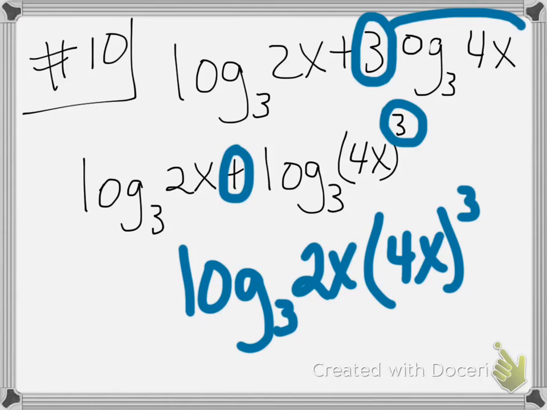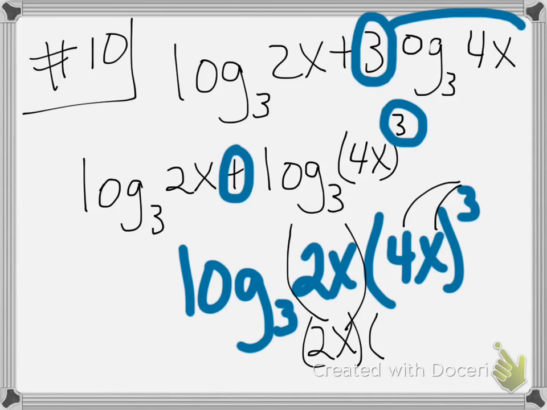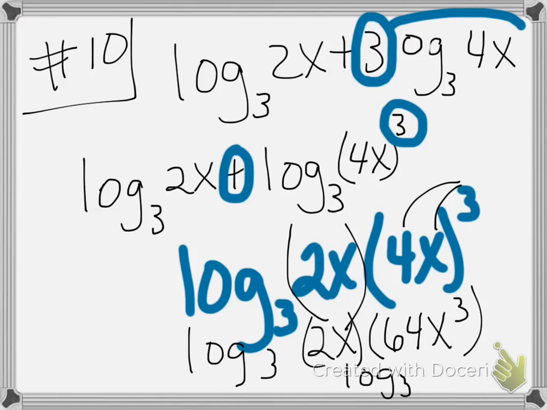Let me switch back to the smaller font here. The one thing that you have to do here is just simplify it. So I have 2x times 4 to the third power, which is 64, x to the third power, which is x cubed. And I'm out of space, but hopefully you can see this okay. 2x times 64x to the third, 2 times 64 is 128. x times x cubed is x to the fourth. That's your solution right down there.